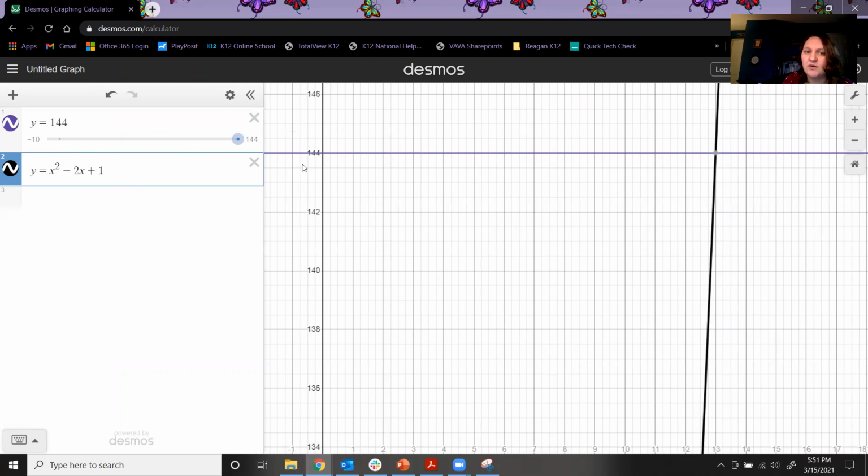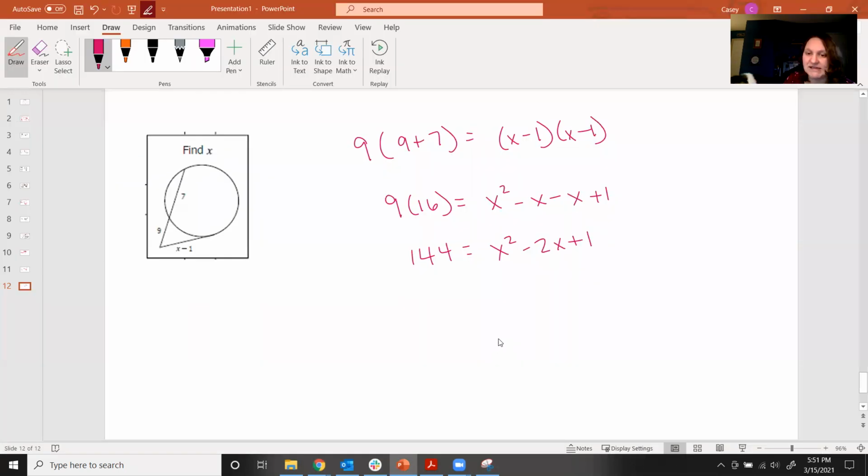So I found the point on my graph where I have the y equals 144 and the x squared minus 2x plus 1. They intersect at the point 13, 144. We're solving for x. So I look at the x value of that intersection, which is 13. So the solution here is x equals 13.